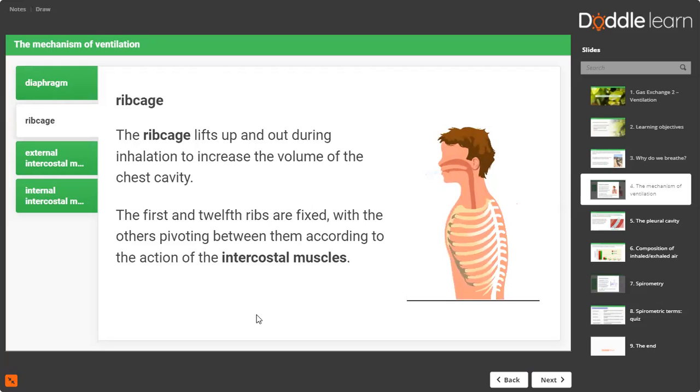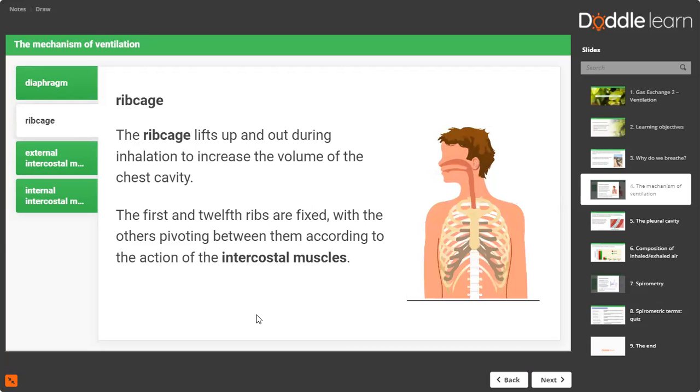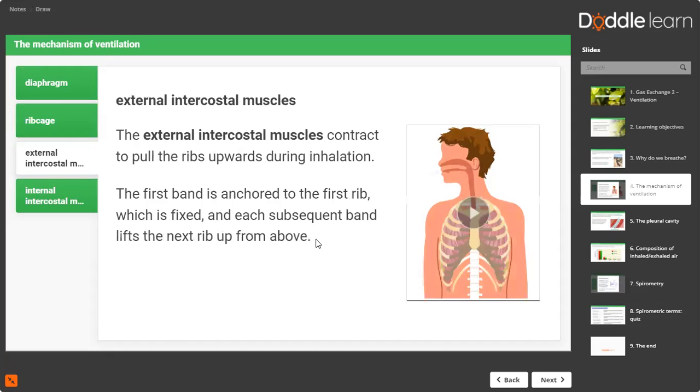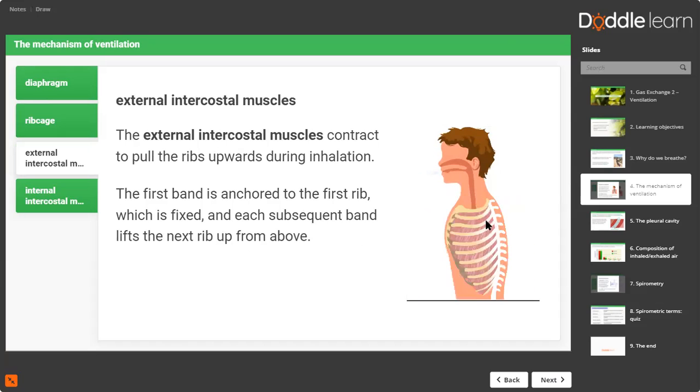The first and 12th ribs are fixed, but the others are able to pivot between them according to the action of the intercostal muscles. You can see here, the first rib is fixed and the 12th rib is fixed, but the others have intercostal muscles at the side of them, so they are able to pivot slightly. Then we have our external intercostal muscles. The external intercostal muscles contract and pull the ribs upwards during inhalation. The first band is anchored to the first rib, which is fixed, and each subsequent band lifts the next rib up from above it.